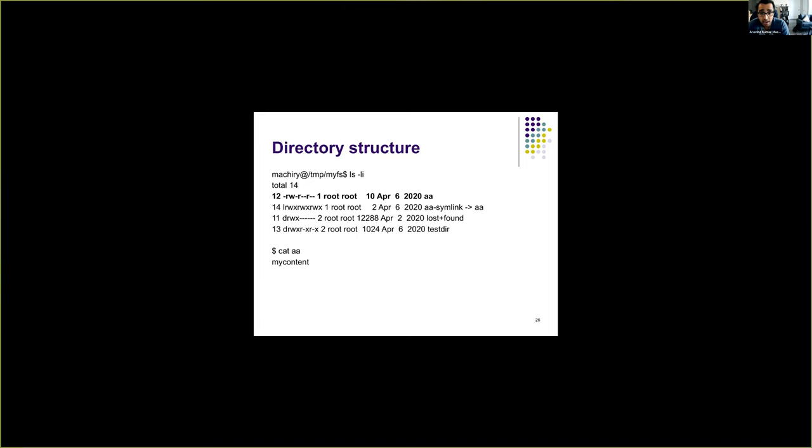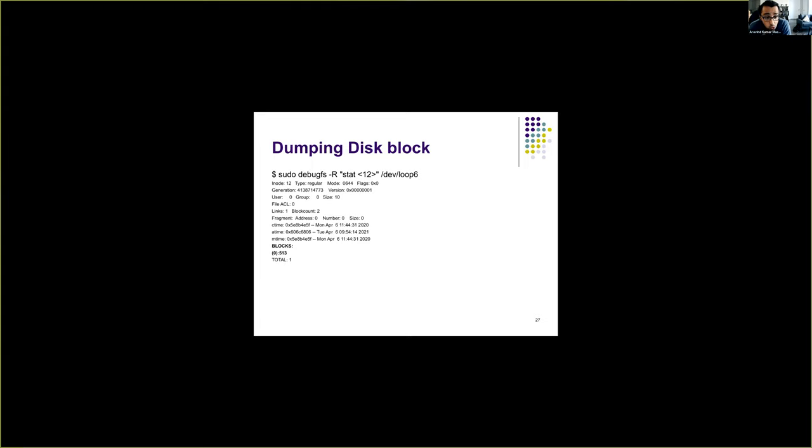Now you can use ls -i to get the inode number corresponding to each file. For instance, in this case, we see that the file AA has inode 12. When we look into the contents of AA, it just says my content. Here we can use debugfs to find the disk block that corresponds to inode 12. We use debugfs to dump inode 12. As you can see, it says the file type is regular, and it displays various information within the inode. Finally, we see the blocks that correspond to this inode.